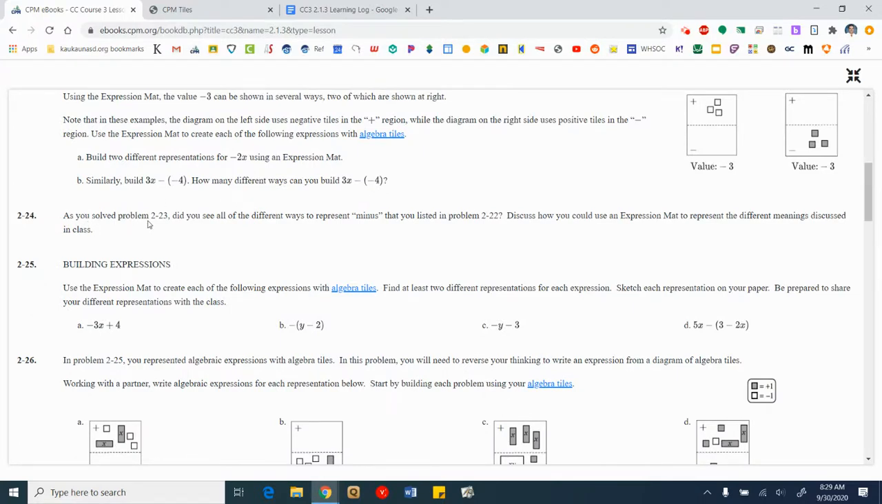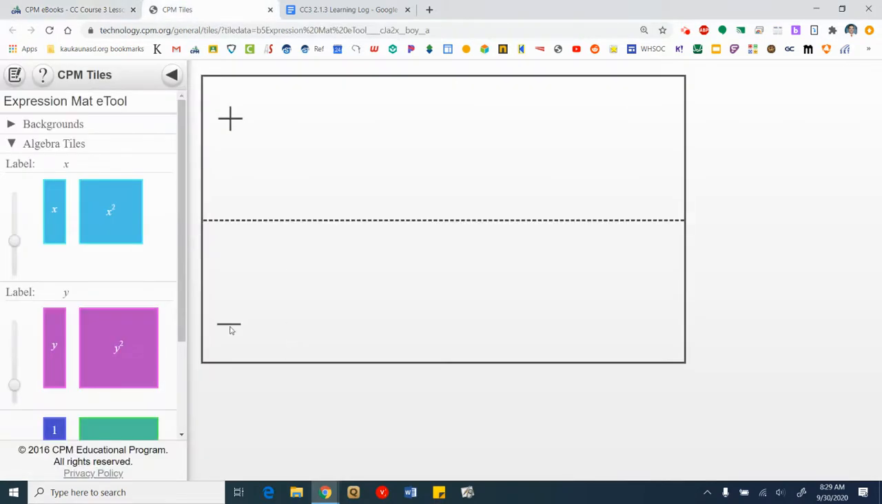All right, as you solved problem 223, did you see all of the different ways to represent minus that you listed in 222? Discuss how you can use an expression to represent the different meanings discussed in the class. So you're not going to be able to have a discussion if you're watching this virtually, but let's just talk about it here with me. So we talked a little bit about subtract, right? So we're subtracting a positive x is the same as adding a negative x. So subtract came up, opposite came up, negative came up. These are opposites, right? Adding a negative 3x is the same as subtracting a positive 3x. So these sides are opposites.